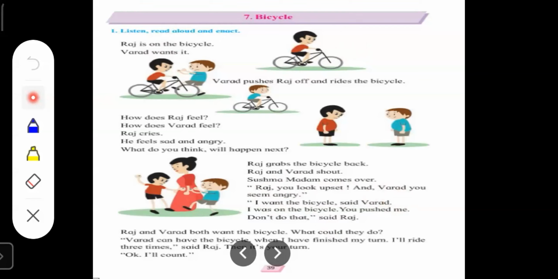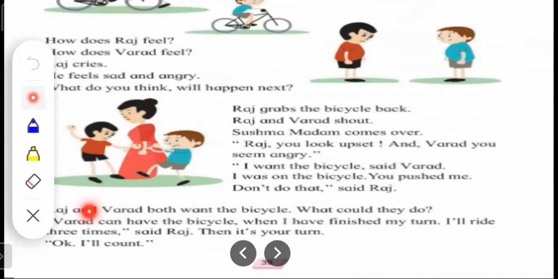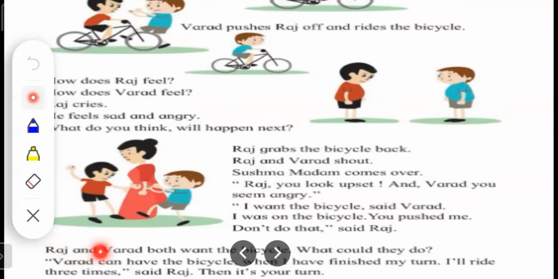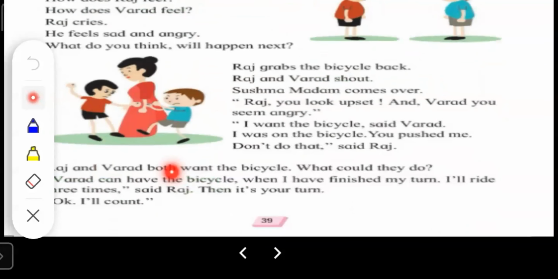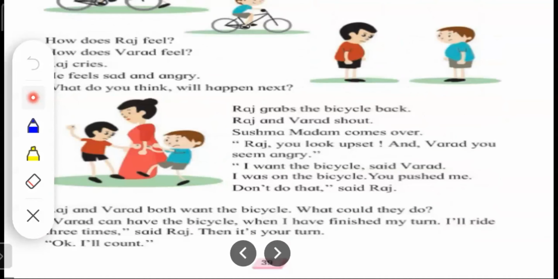Then see the next lines. Raj and Varad both want the bicycle. What could they do? Varad can have the bicycle when I have finished my turn. I will ride 3 times, said Raj. Then it is your turn. Okay, I will count.